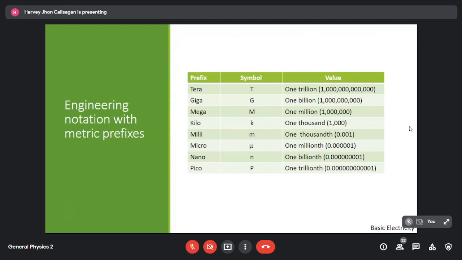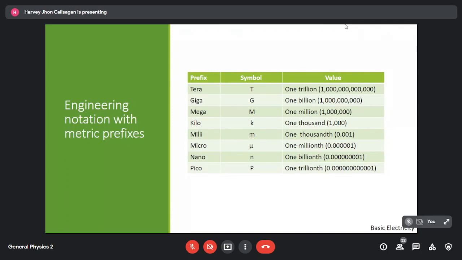This is what I meant earlier about learning the prefixes. We have the prefix tera. It's not tetra, it's terabyte. Terabyte has a symbol of T and a value of 1 trillion. How many zeros can you see in a trillion? We have 12. If tera, we have 12 zeros.